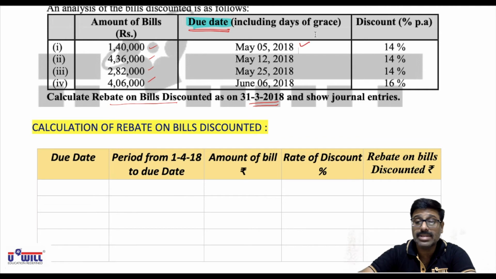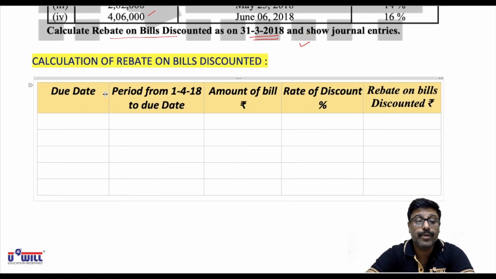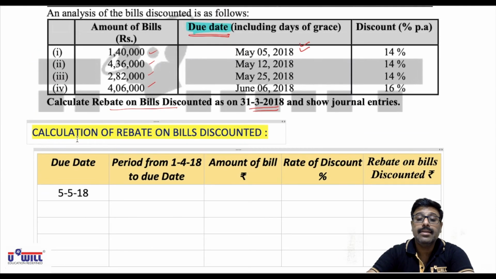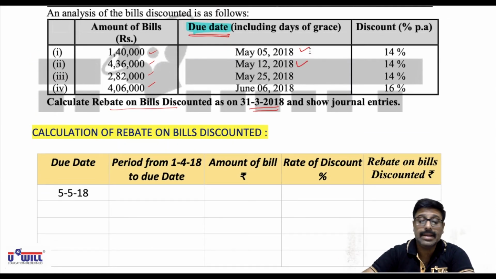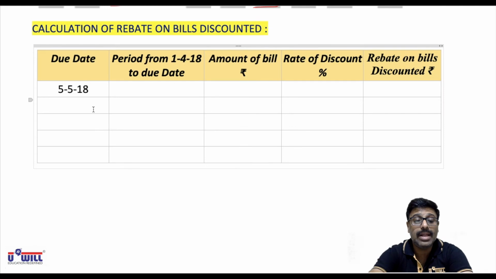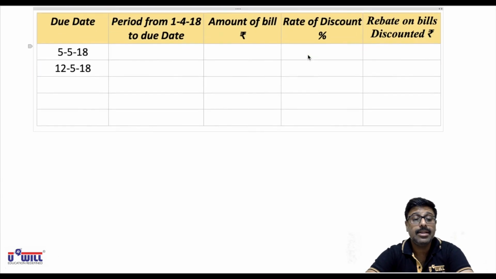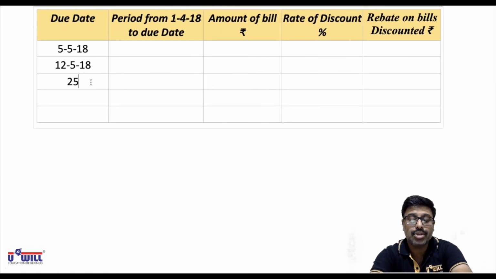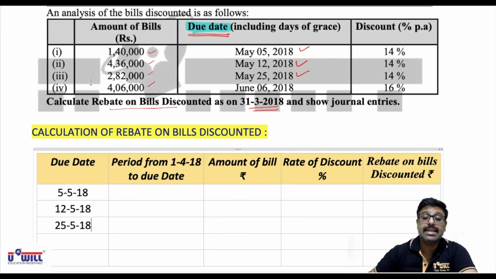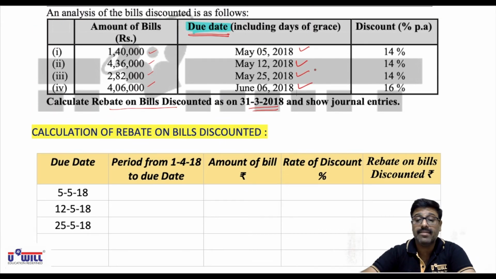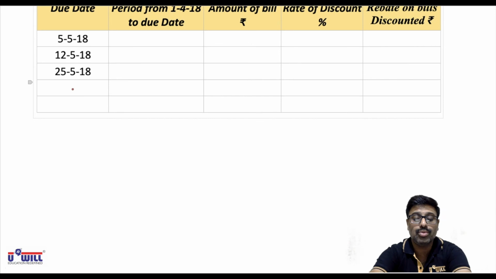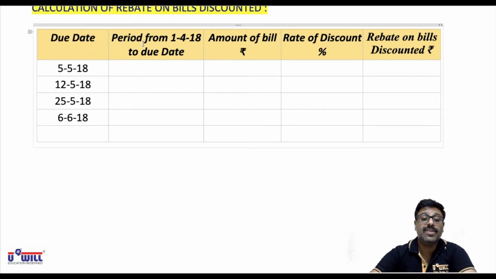5th May 2018. So all of you write down 5th May 2018. Then 12th May 2018. So write down everyone 12th May 2018. Then 25th May 2018. So write down everyone 25th May 2018. And then 6th June 2018. So write down everyone 6th June 2018.